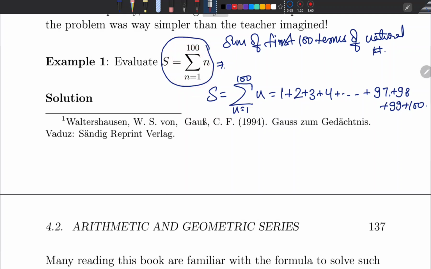Now we have to talk about the value of this sum. I would request you to try to find this out. The most fundamental, easiest way to do this is to just add it up: 1 plus 2, which is 3, plus 3, which is 6, right? But it's going to take a lot of time, so let me tell you the easiest way that someone did it.